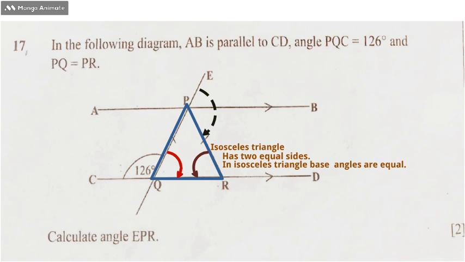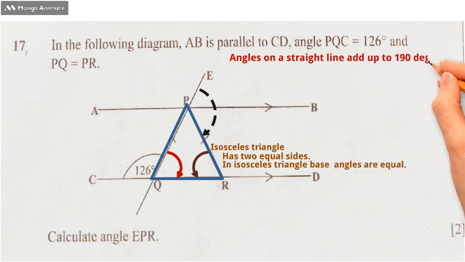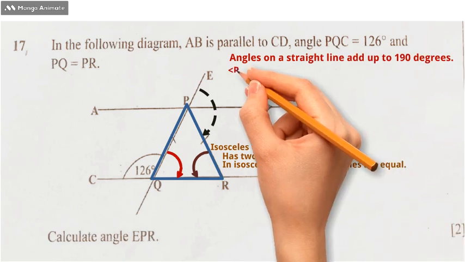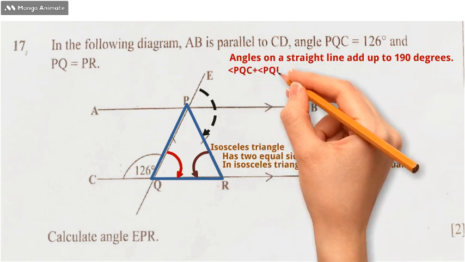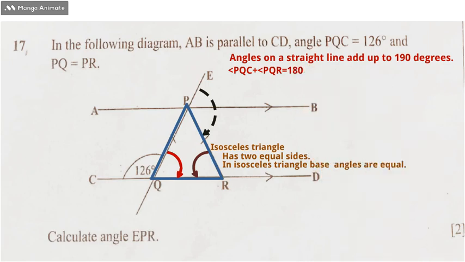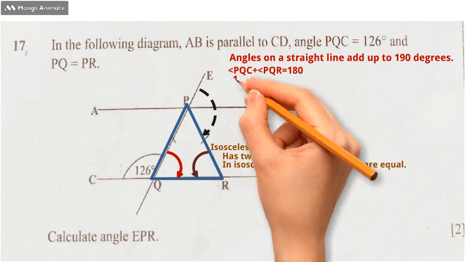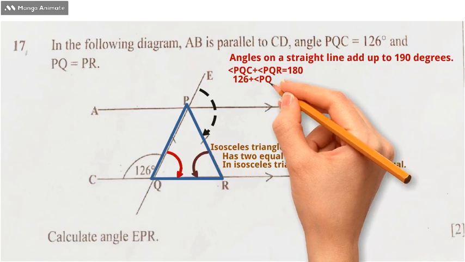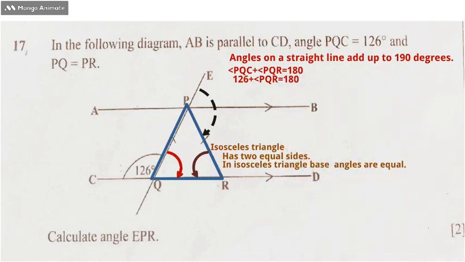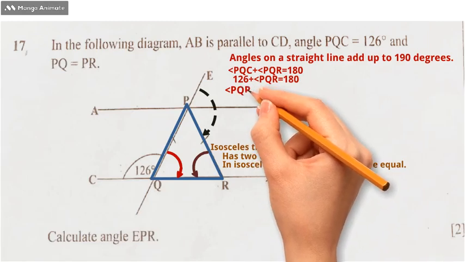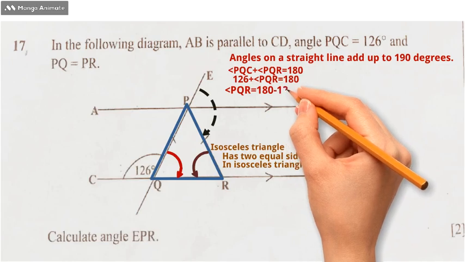To find angle EPR, we're going to start by finding angle PQR. What is the value of angle PQR? To find it, we're going to use the property that angles on a straight line add up to 180 degrees. Therefore, angle PQC plus angle PQR is equal to 180 degrees. The value of angle PQC is 126 degrees, plus angle PQR, which is not known, is equal to 180. Now we put like terms together. So angle PQR is equal to 180 degrees minus 126 degrees.